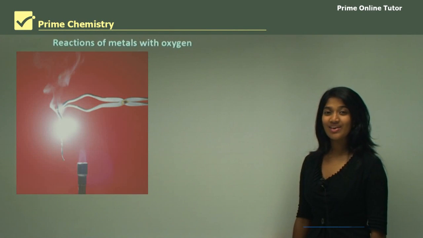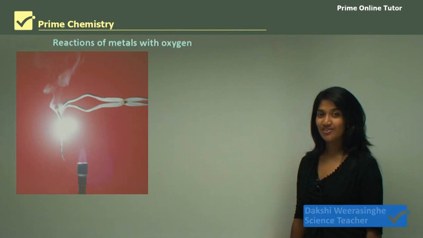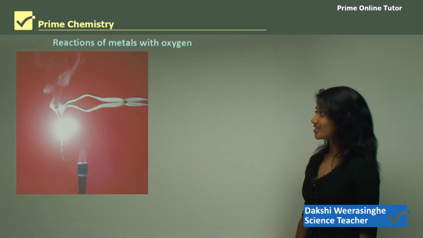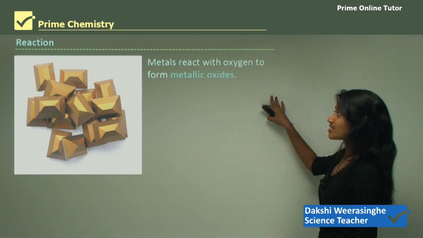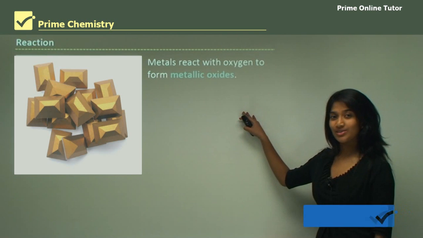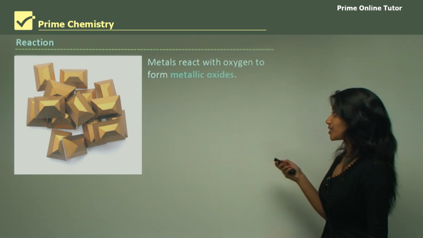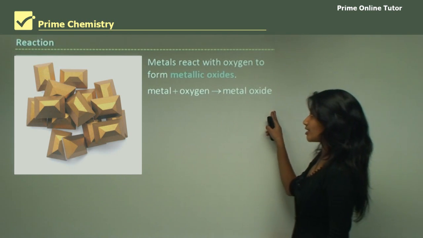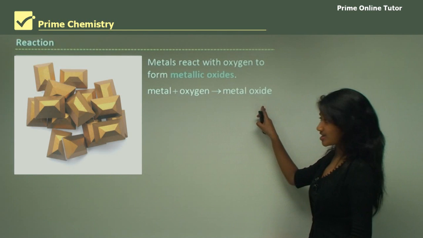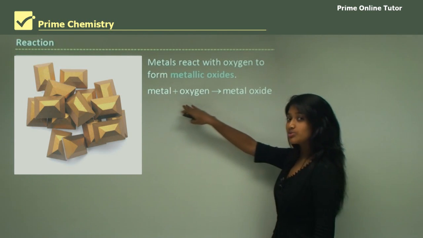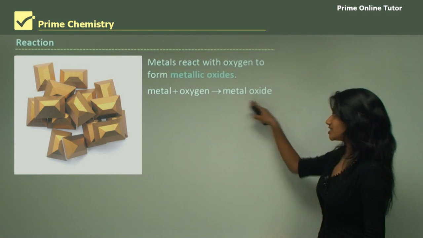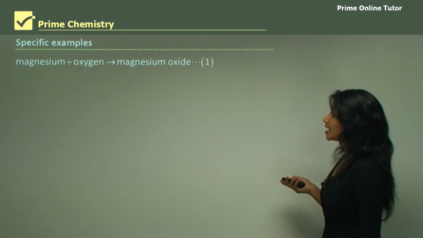Hello everyone, today we will be learning about the reactions of metals with oxygen. Now metals react with oxygen to form metal oxides. So when they react with oxygen, they would form metal oxide under this reaction. So a metal would react with oxygen and they would form metal oxide.